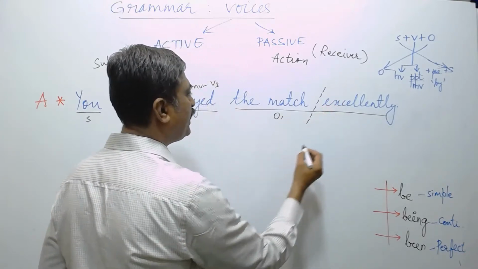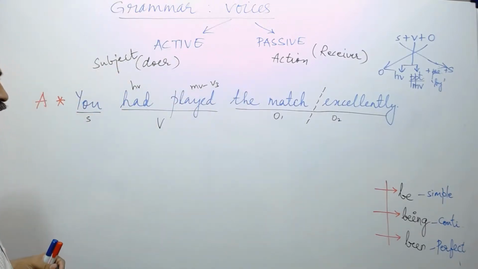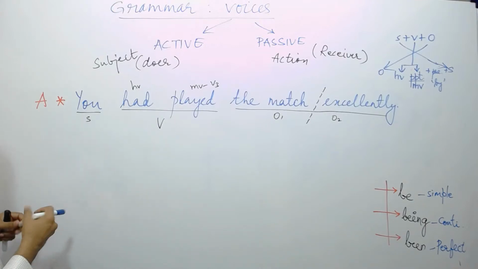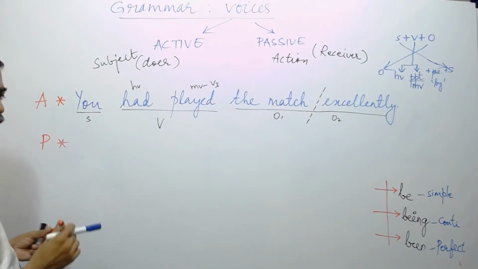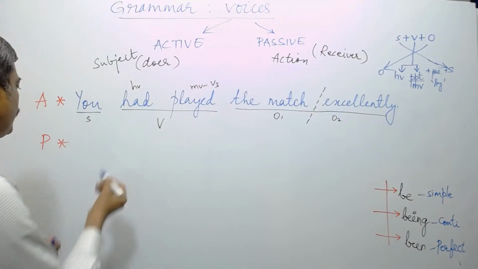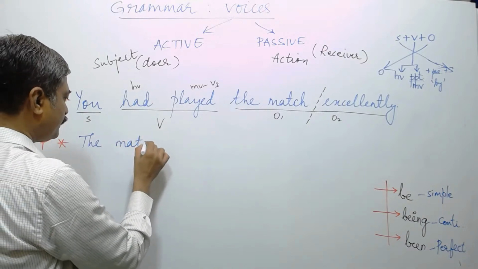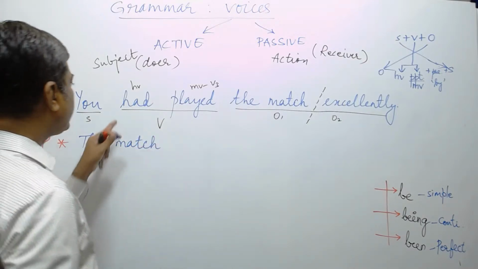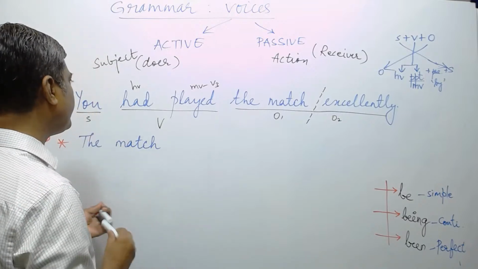Okay, how was it played? Excellently, brilliantly. Okay, so we have got these things now. Now, if we transform this sentence to the passive voice, let's see what we get here. Take the first object, obviously, as the protocol goes: the match. Now we already have the past perfect tense verb here.